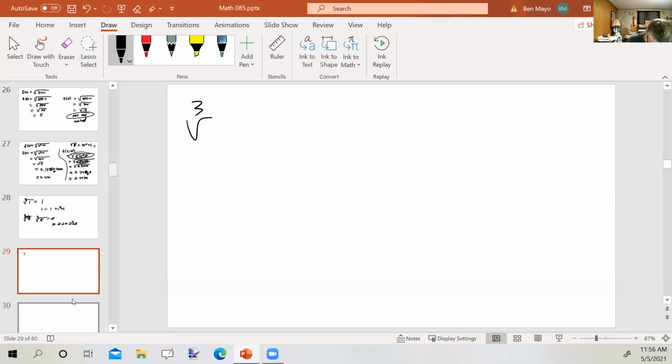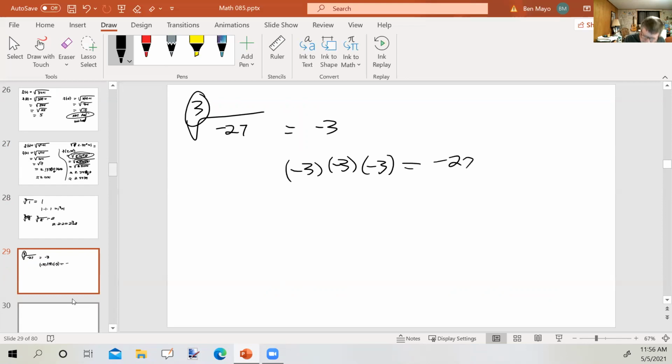How about the cube root of negative 27? Well, that would be negative 3. Oh, how can we take the root of a negative number? Because it's not a square root or an even root, it's an odd root. So we can get a negative answer.